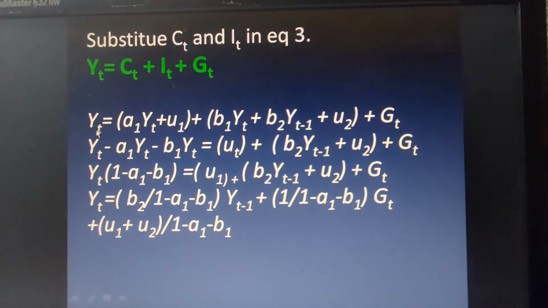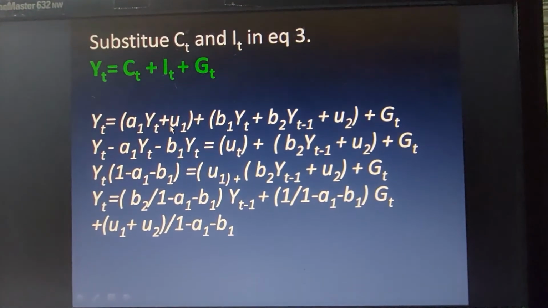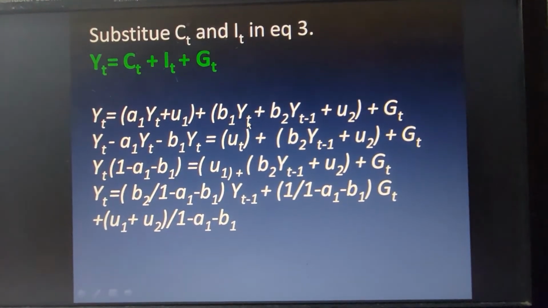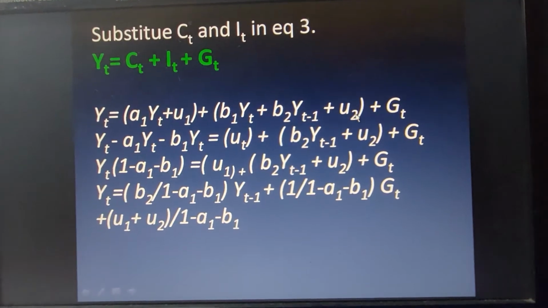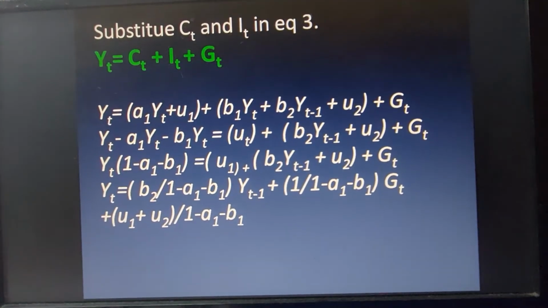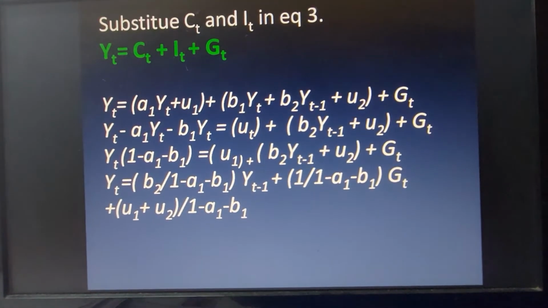Just look at this first equation. Yt is equal to a1 Yt plus mu1. This is the value of Ct. Plus b1 Yt plus b2 Yt minus 1 plus mu2. This is the value of It. And Gt is the exogenous variable. This is written as it is.